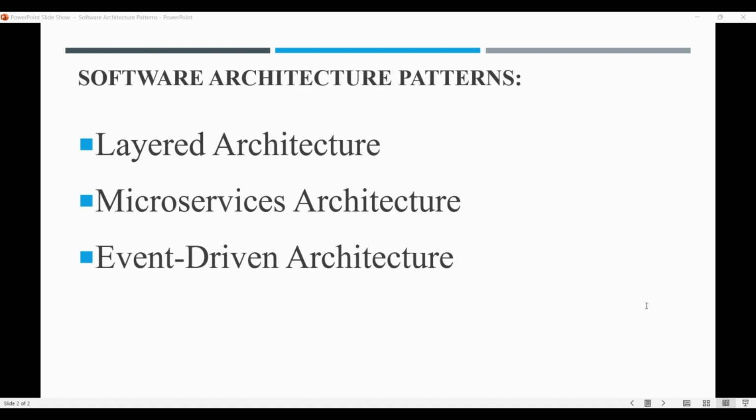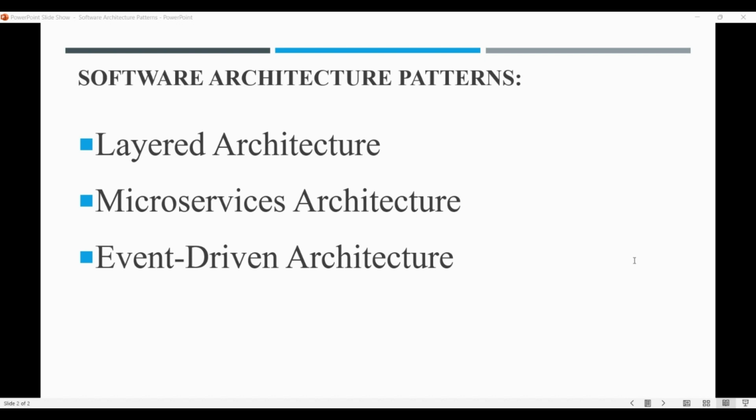The benefits of the layered architecture pattern include modularity, scalability, and maintainability. Each layer can be developed and tested independently, and changes made to one layer do not affect the other layers. This pattern also promotes separation of concerns, which makes the system easier to understand and modify.